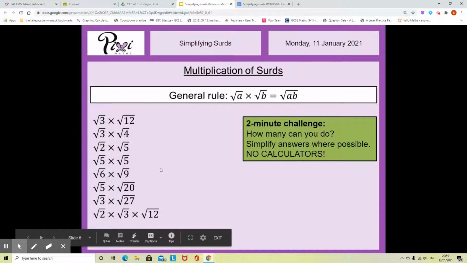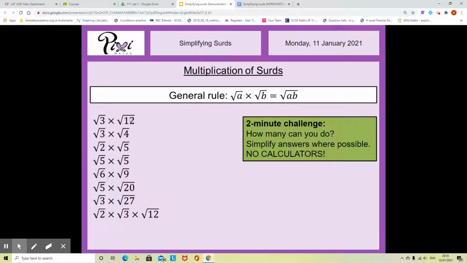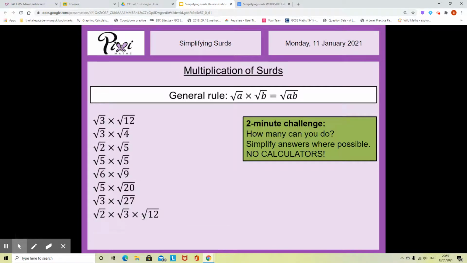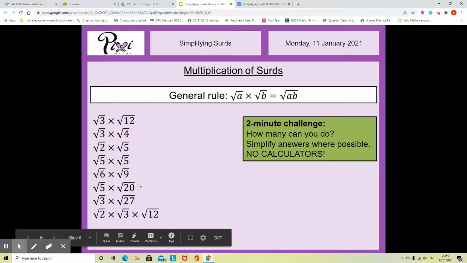Using the example provided earlier, can you please attempt the following questions on a piece of paper or in your exercise book. Once completed, press play to check your answer. Now, please press pause to attempt the following questions.